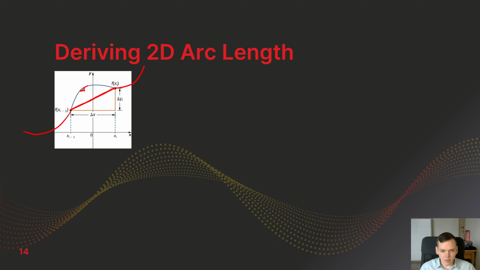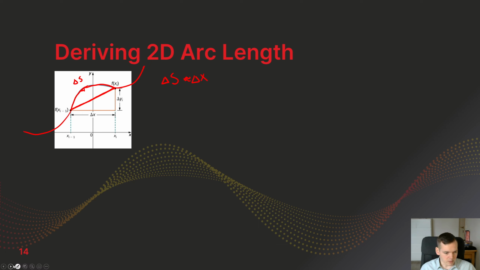So if this right here, this blue line, we're going to call that delta s for arc length, because typically with arc length we'll use s. So delta s is going to be approximately delta x.